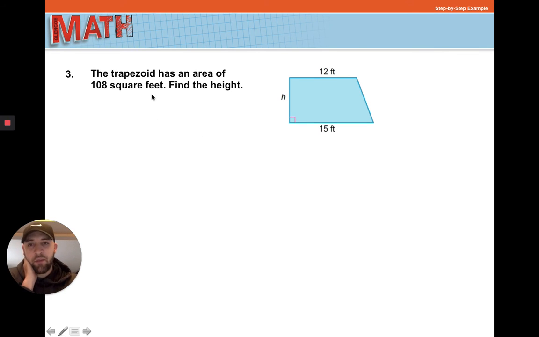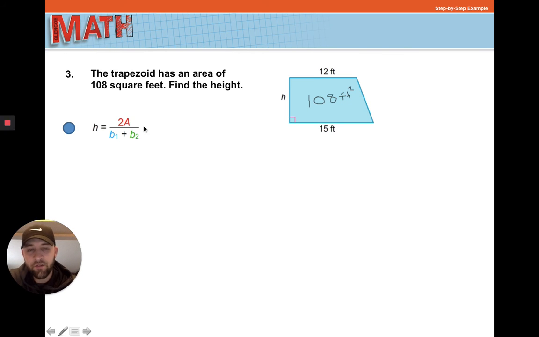It says the trapezoid has an area of 108 square feet. They want us to find the height. So this one is a little bit different. We are no longer finding the area, we're finding the height. What is the height? All of this inside here is worth 108 feet squared. So I'm going to find this missing dimension.